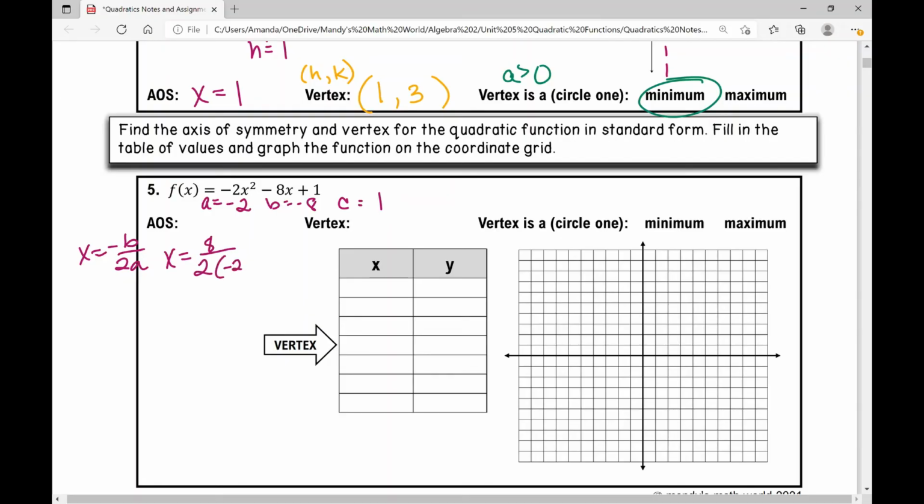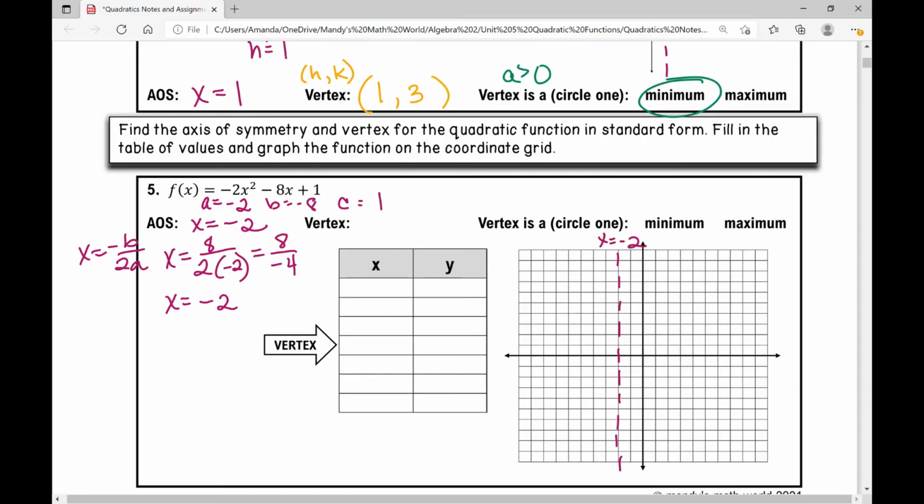That means 2 times negative 2, which is 8 over negative 4, which is x equals, what is 8 divided by negative 4? I can simplify it to negative 2. My axis of symmetry is x equals negative 2. So I'm going to go ahead and plot that axis of symmetry on my coordinate grid. There's x equals negative 2.